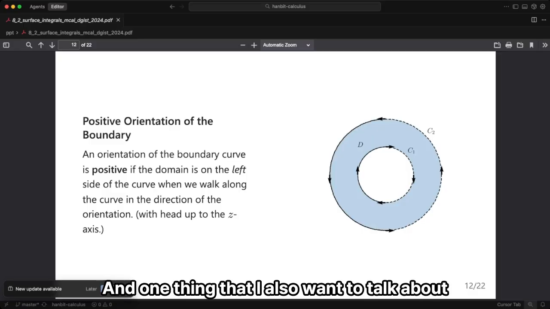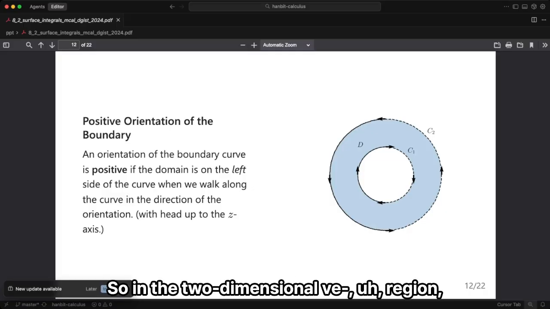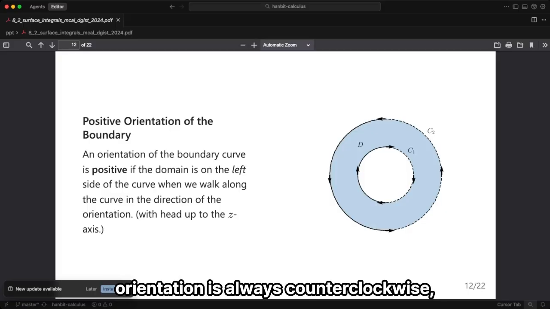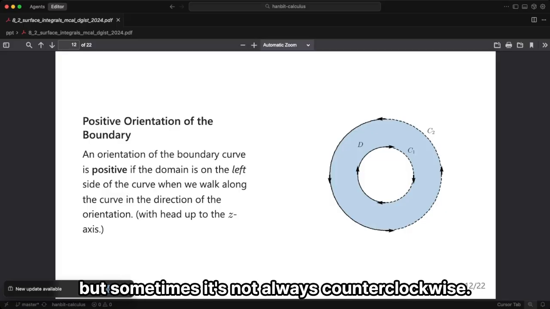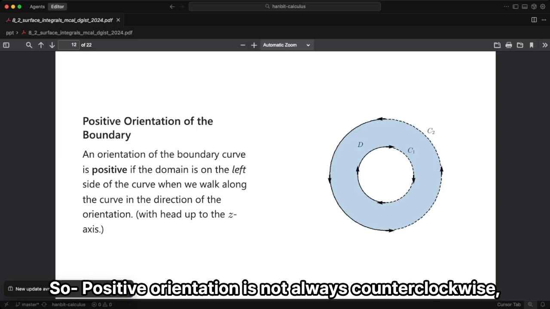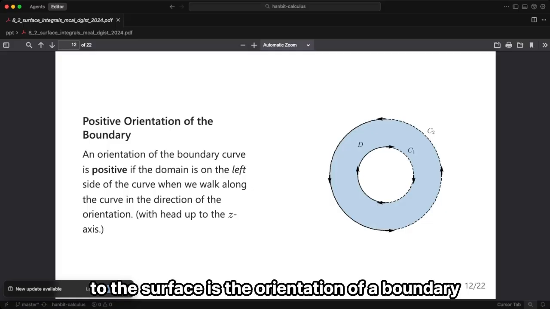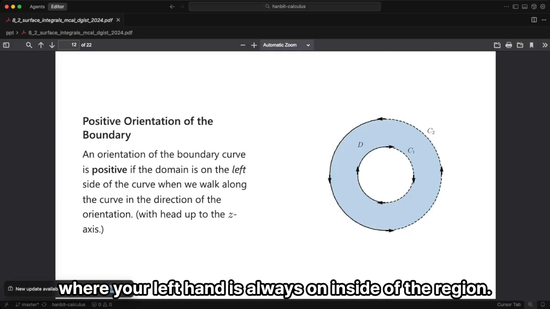One thing that I also want to talk about is the orientation of a boundary. In a two-dimensional region, orientation is always counterclockwise. But sometimes it's not always counterclockwise. What does that mean? Positive orientation is not always counterclockwise. The positive orientation of the boundary is the one where your left hand is always on the inside of the region.